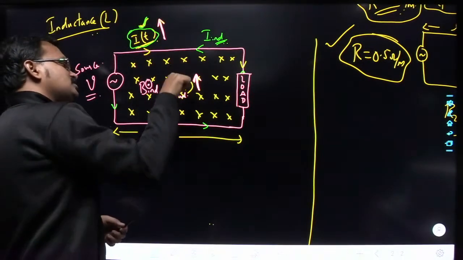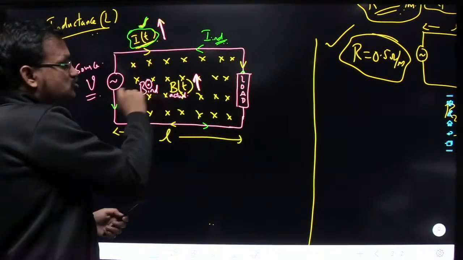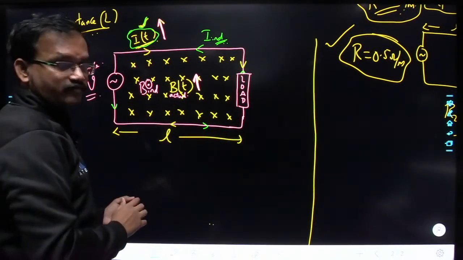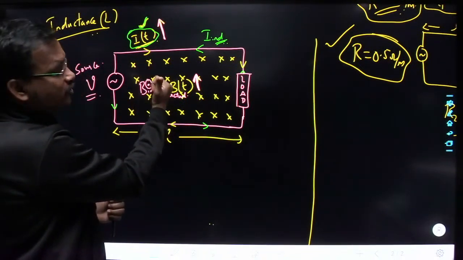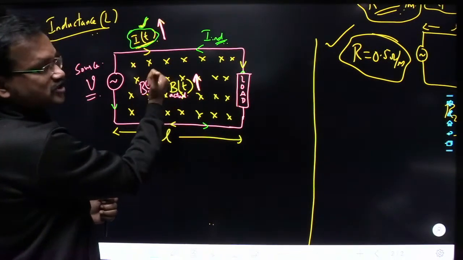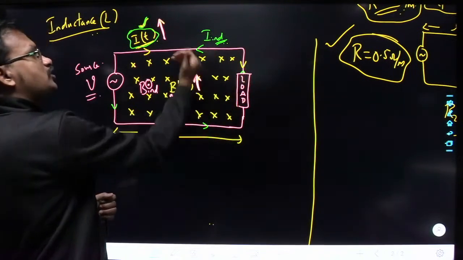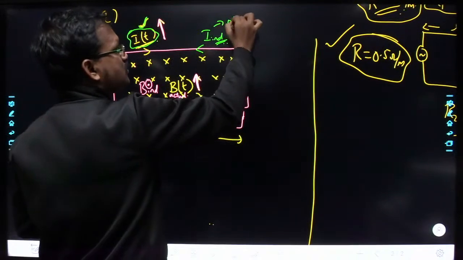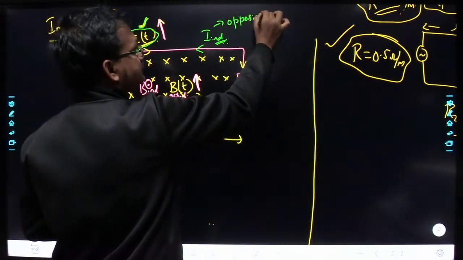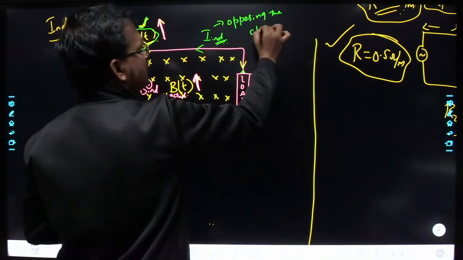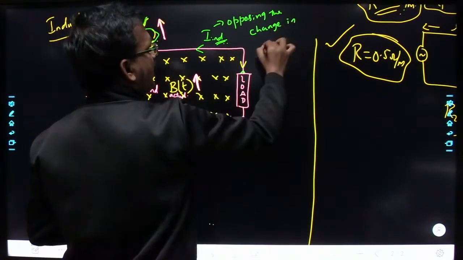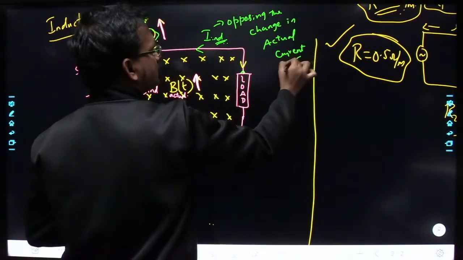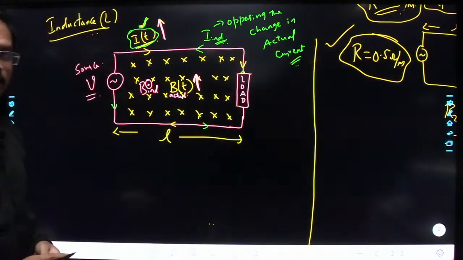Whenever the flux is increasing into the board, the direction of the induced magnetic field must be exactly opposite to the direction of the actual magnetic field. So B induced is going to point out of the board, and it is going to produce the induced current in the anti-clockwise direction. So this induced current is opposing the change in the actual current. Understood?